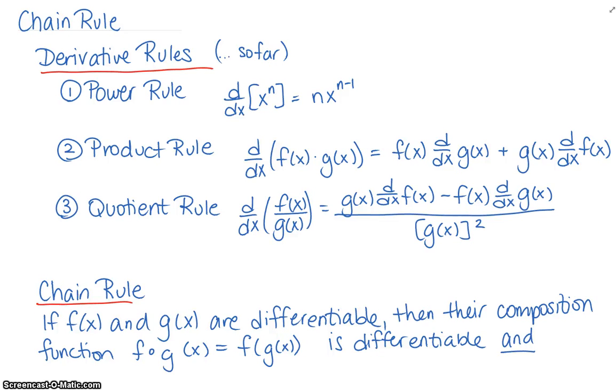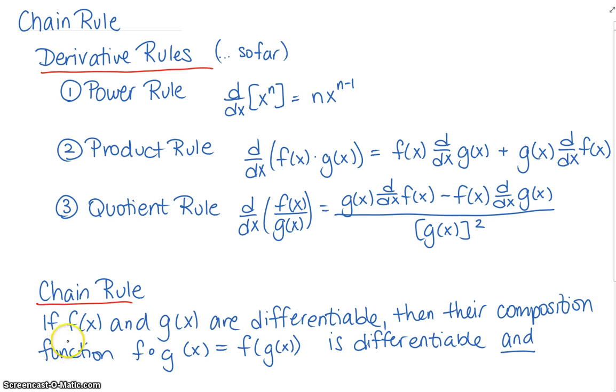So far we've looked at three derivative rules: the power rule, along with the sum and difference rule that goes with it, the product rule, and the quotient rule. These things you should know inside and out now. What we're now going to look at is the chain rule, which is based on composition of functions.